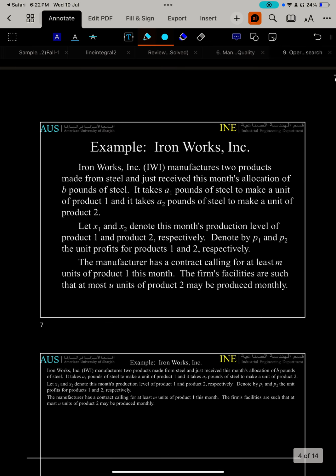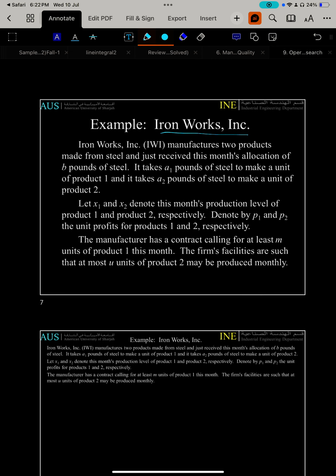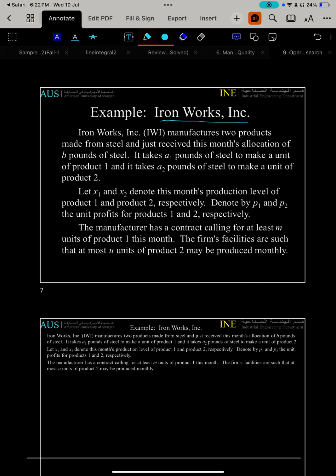And so let's go through an example. Our example here is on Ironworks Incorporated. Ironworks manufactures two products made from steel. It just received this month's allocation of B pounds of steel. So that's the number of pounds they have of steel. And it takes A1 pounds of steel to make a unit of product one.